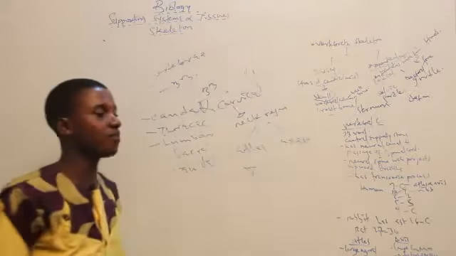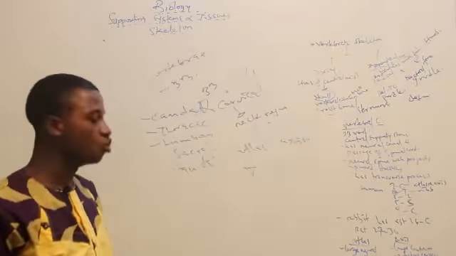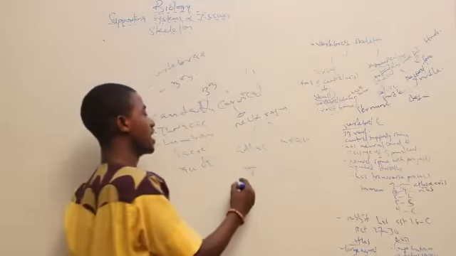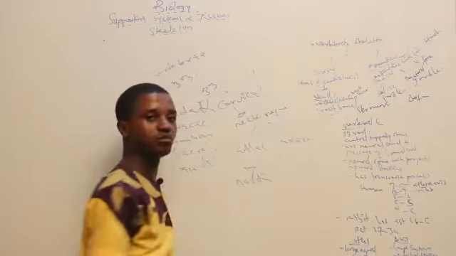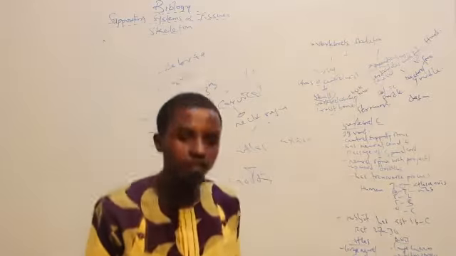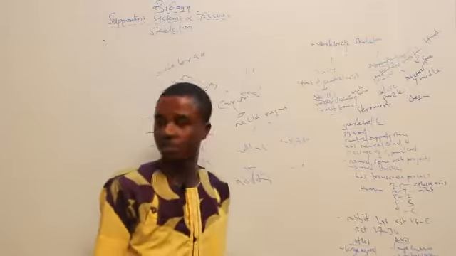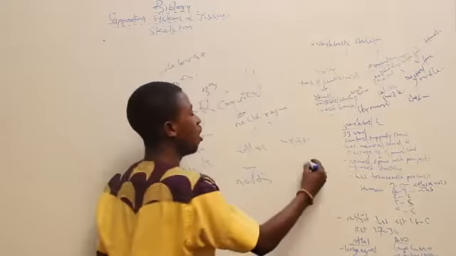The atlas possesses a large neural canal but no centrum. It's basically for nodding movement. If I'm nodding, I'm making use of my atlas. And now my axis is for rotation. If you're rotating, you're making use of your axis.